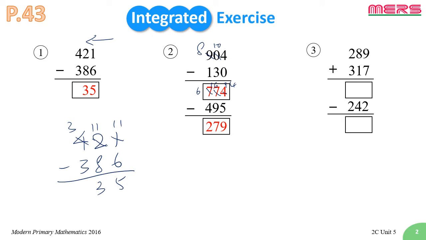In question 3, you do the addition here. So 9 plus 7 is 16, so add 1 back here. 8 plus 1 plus 1 is 10, so you add 1 back here, and you do the calculation, it will become 606. And you do the subtraction here, 6 minus 2 becomes 4, and 0 is smaller than 4, so you have to borrow 1 from the 100 place to become 10 in the 10 place. So after you do the calculation, the answer will become 364.